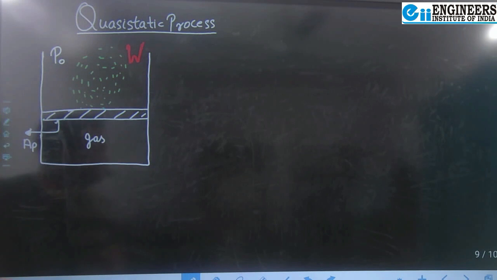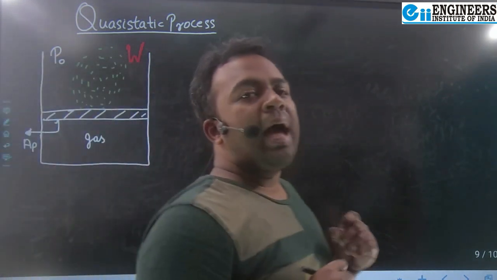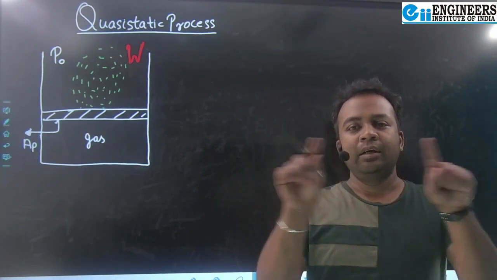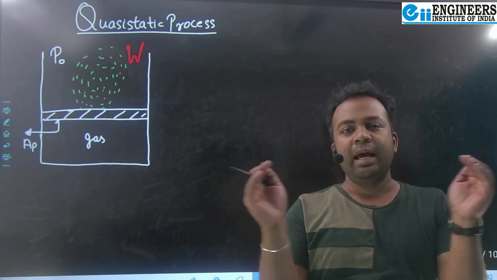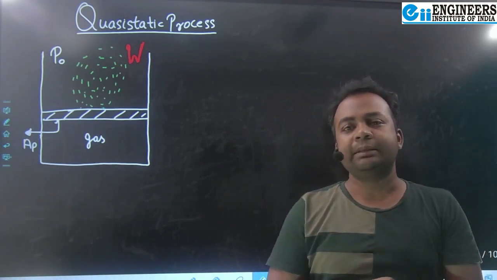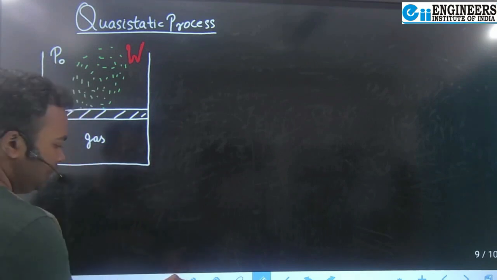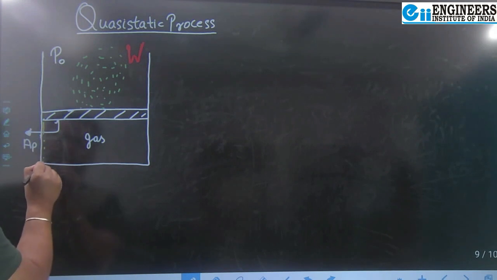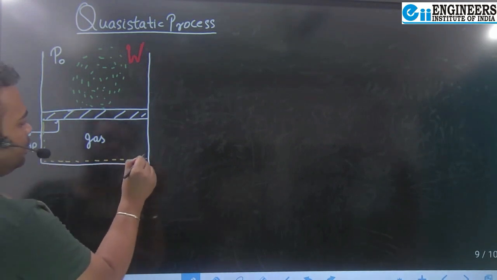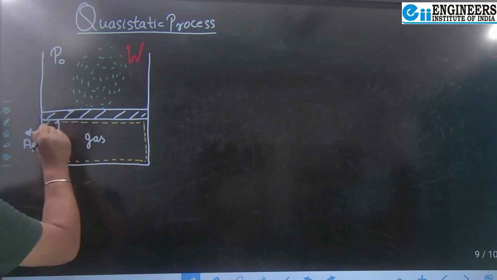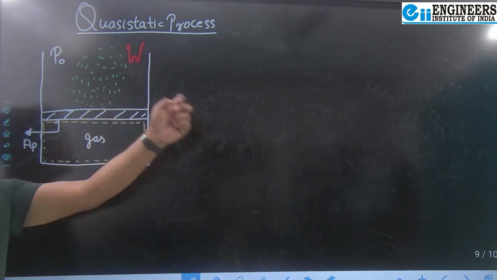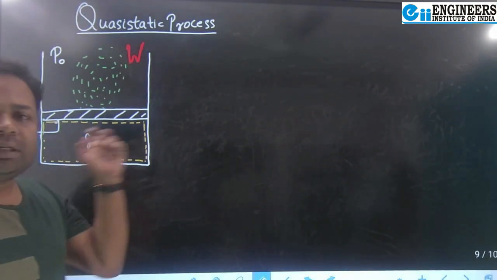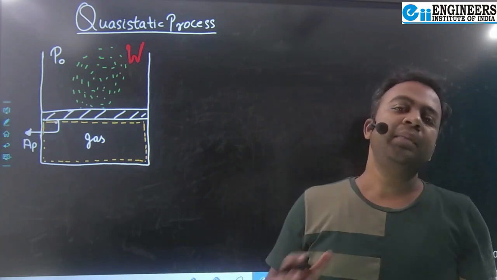And the gas is my system. I'm going to analyze this gas for my thermodynamic analysis. So let us try to put the boundary which will enclose my system. So these are the boundaries which separate this gas from the surrounding. Okay. Now, at this condition, my system is in thermodynamic equilibrium, right?